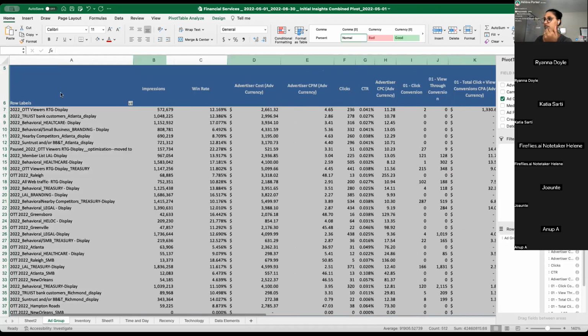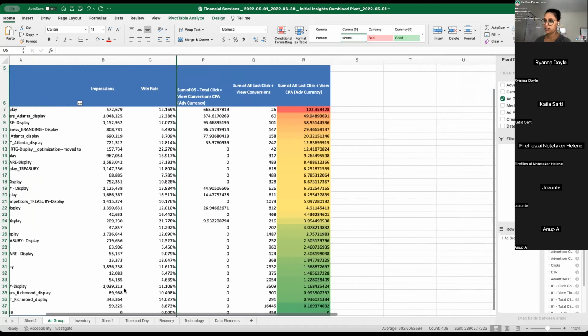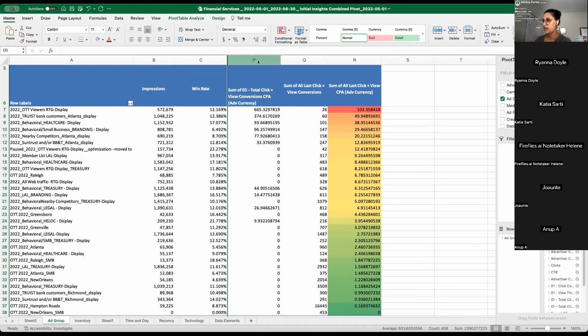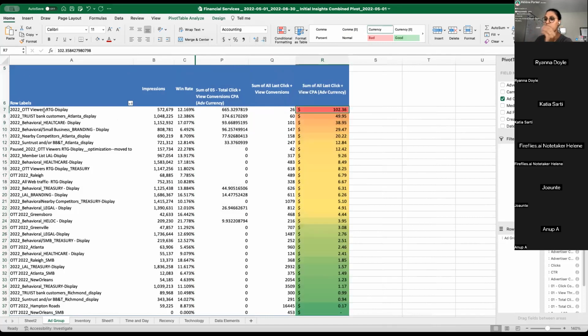So for the sake of visualizing this all in one, I'm going to hide it. You can't delete from a pivot table, at least not that way. So I'm going to hide it for now because I want to see it all in the same view. So obviously the 102 is the worst performing one, right? And when I look at it, I see that it's a retargeting ad group with a display message, and they're only retargeting viewers from our OTT or CTV creative.